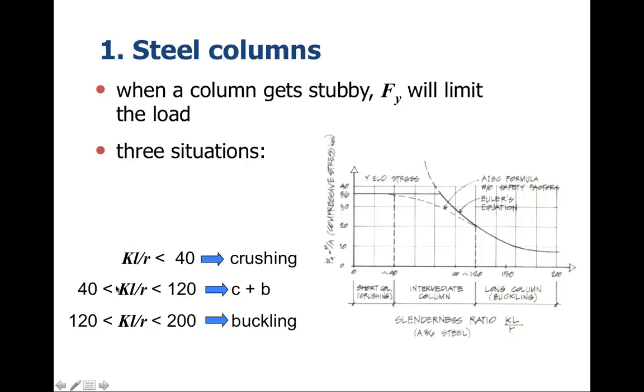Between 40 and 120, which relates to this zone right here, we're somewhere in between. We have both crushing and buckling, and we have to be concerned about both of those. And between 120 and 200, we're in this range right here. In this case, we're really dealing with long columns and the potential for buckling in those columns.